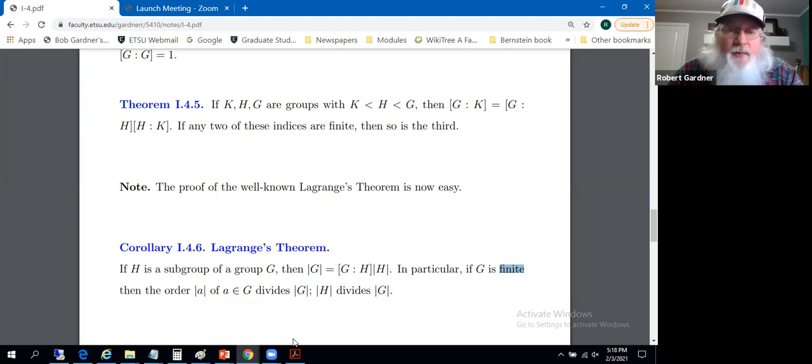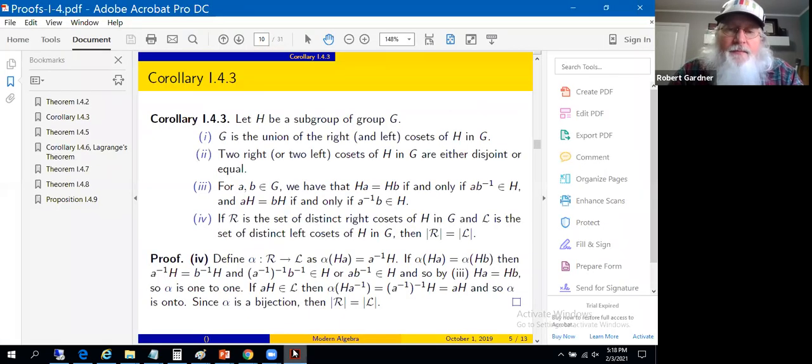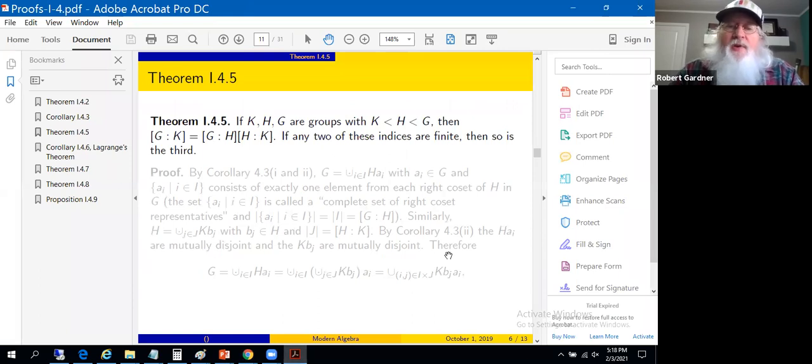Let's do it in Theorem 1.4.5. Okay, so here's the claim, a little bit cleaner here. Don't have a new line in the middle of that statement.